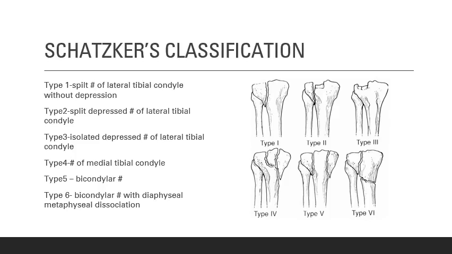Schatzker's classification of proximal tibial fracture. Type 1 is a split fracture of the lateral tibial condyle without depression. Type 2 is a split and depressed fracture of the lateral tibial condyle. Type 3 is an isolated depressed fracture of the lateral tibial condyle. Type 4 is a medial condyle fracture. It may be split or depressed. Type 5, bicondylar fracture with diaphysometaphyseal continuity. Type 6, a bicondylar fracture with diaphysometaphyseal dissociation.